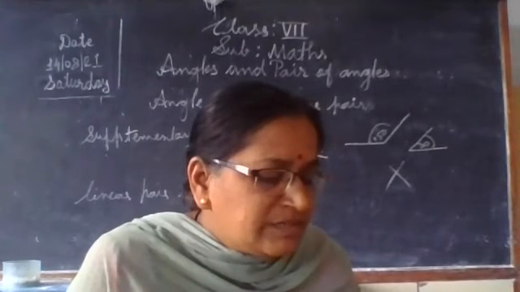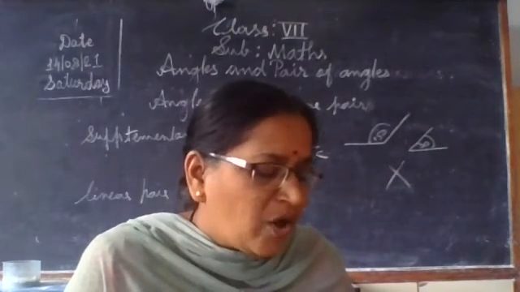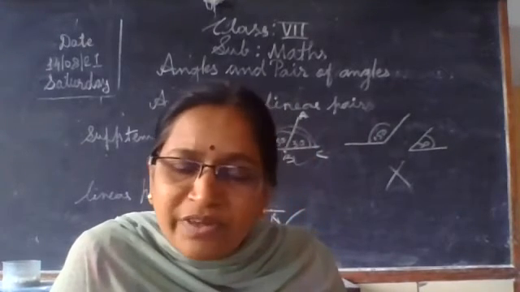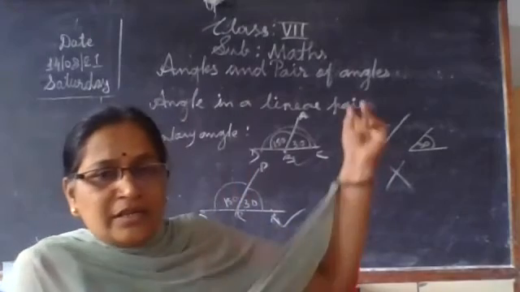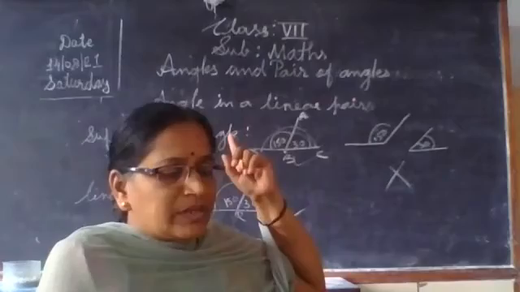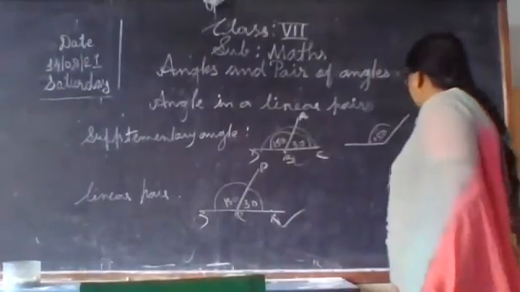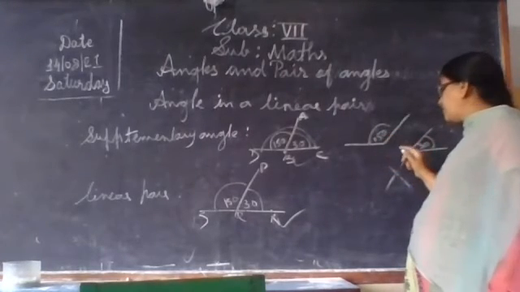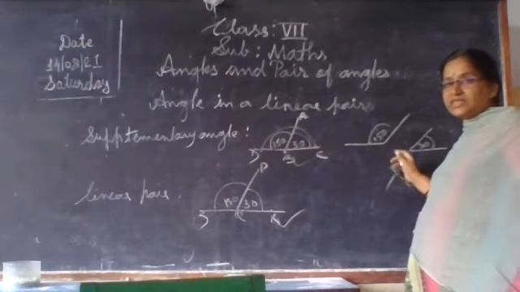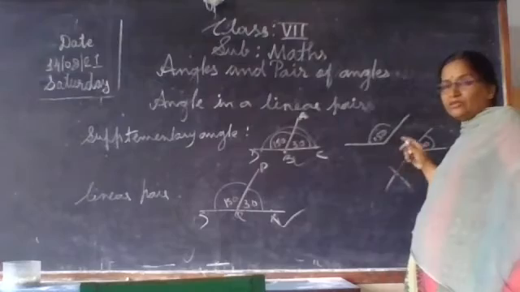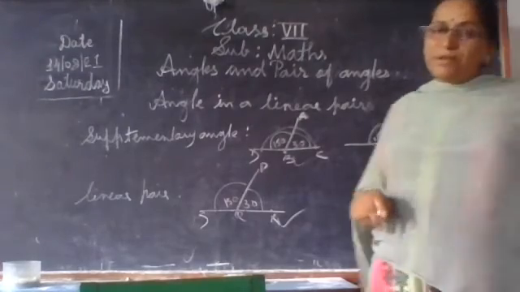Next question. Angles which are neither complementary nor adjacent. Complementary also not, adjacent also not. So what type of angles are they? See the first figure on the board and the second. This type of angles, they are not complementary. Why? Because one is 150 and another is 30. And neither are they adjacent, they are separate angles. Therefore, they are neither complementary nor adjacent. So what type of angles are they? Supplementary angles.